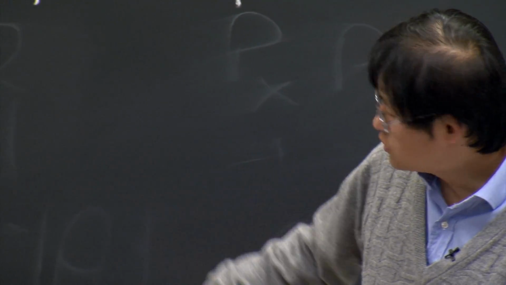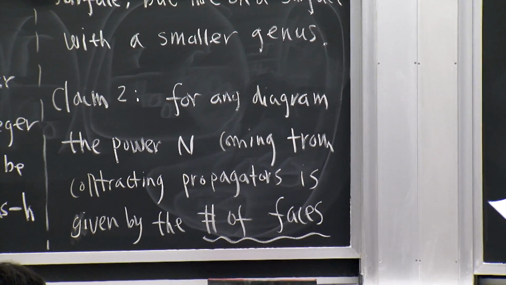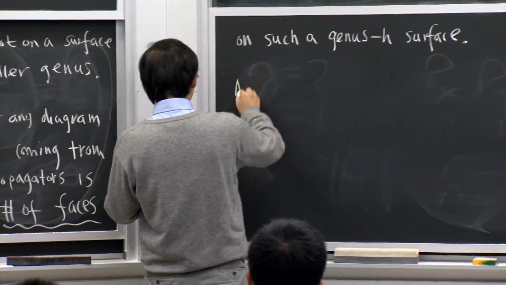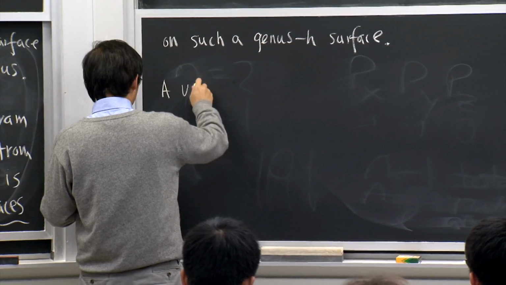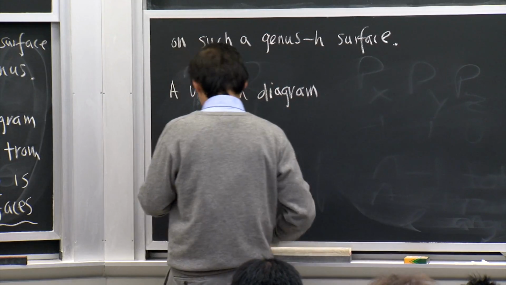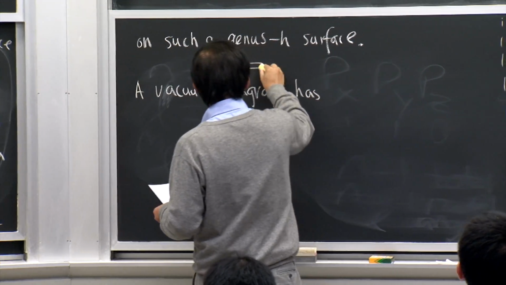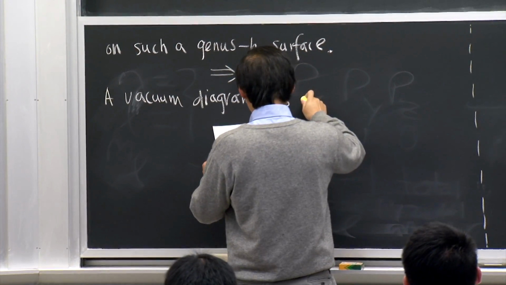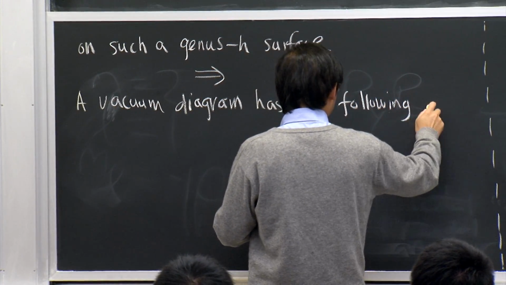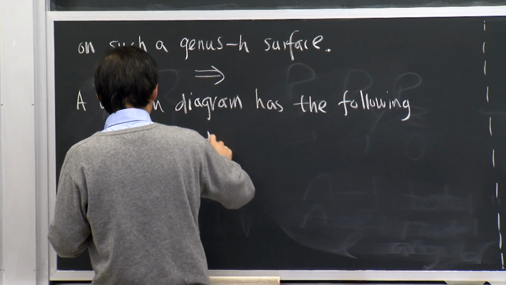Okay, so based on these two claims, I can immediately write down the n dependence. So from this claim, we find a vacuum diagram. Again, we have been only talking about the vacuum diagram. A vacuum diagram is a diagram with no external legs. So from here, we immediately conclude that the vacuum diagram has the following g squared and n dependence.